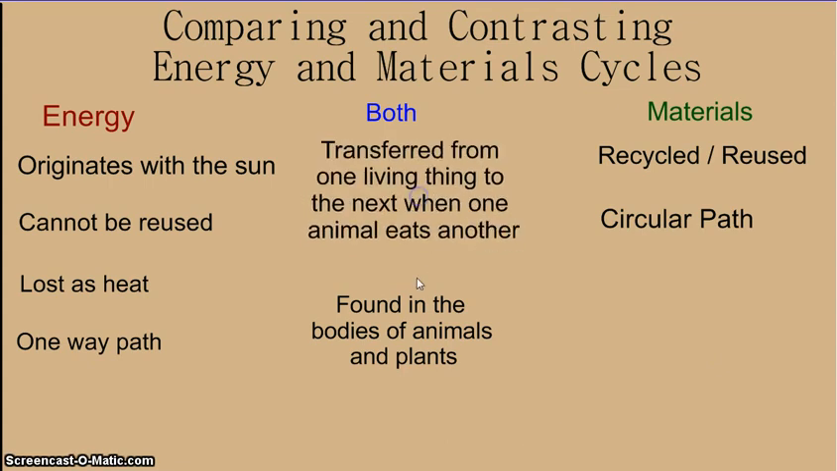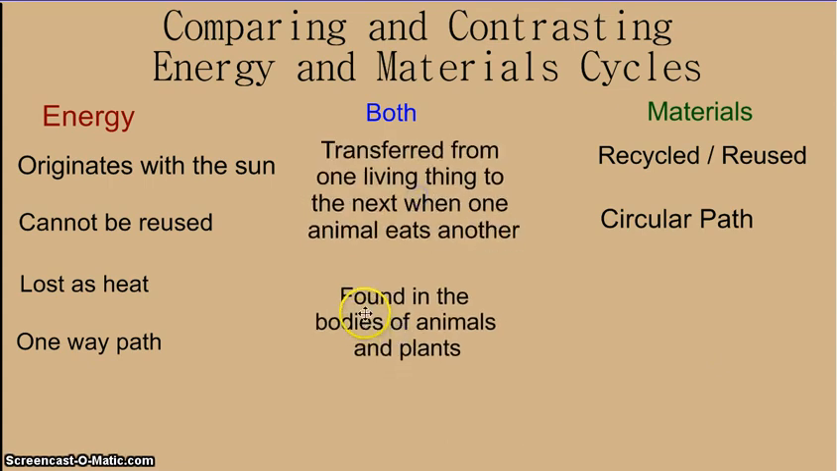The descriptions of both. Well, both are found in the bodies of animals and plants. Remember, the sun's energy is stored in the form of food in an animal or plant, so it's energy and materials. And it's transferred from one living thing to the next when one animal eats another. When one animal eats another, they get the food from them. In that food is materials, like carbon, as well as energy.